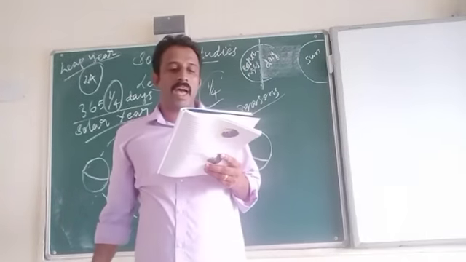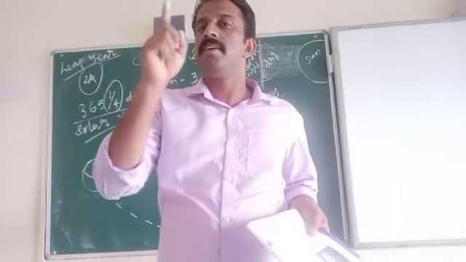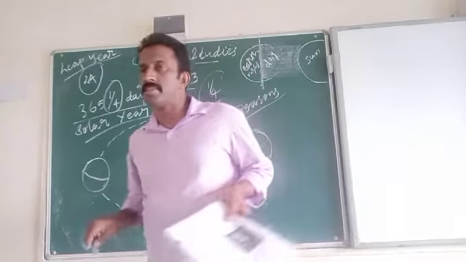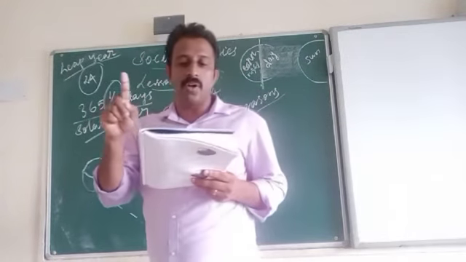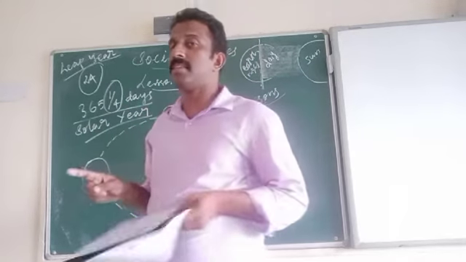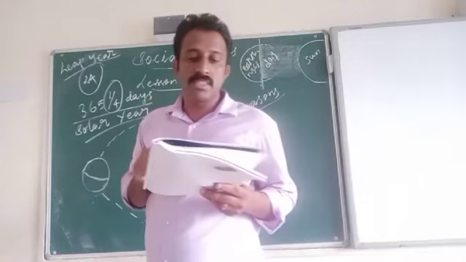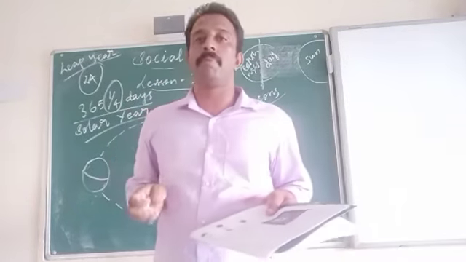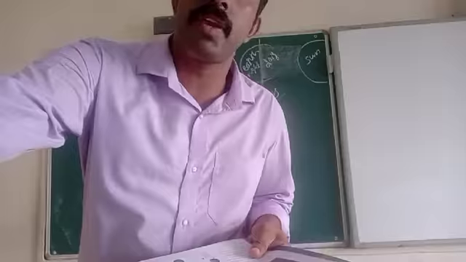This leap year has 366 days. How many days are there? 366 days. The 365 and 1/4 days is called the solar year, and 366 days is called the leap year. All of you clear? That is the leap year.